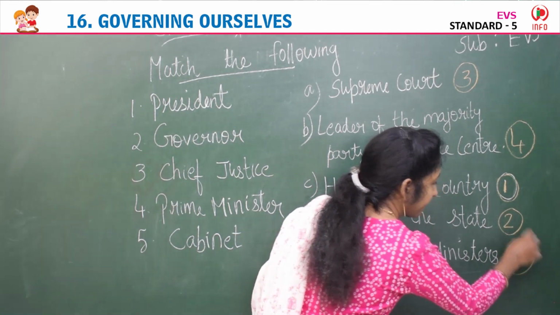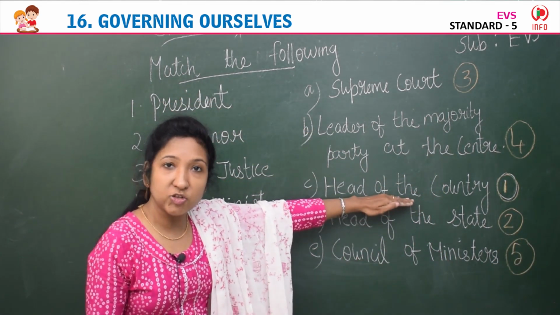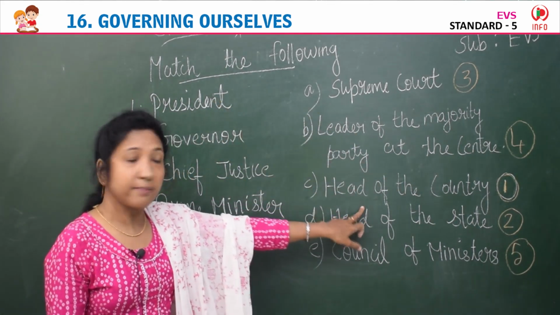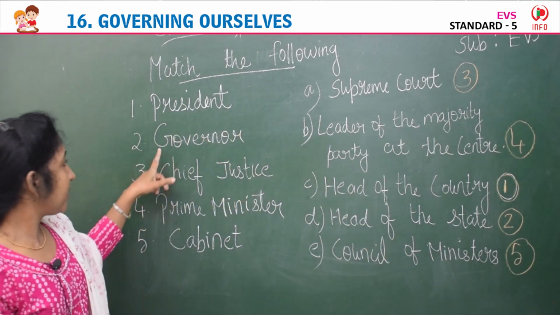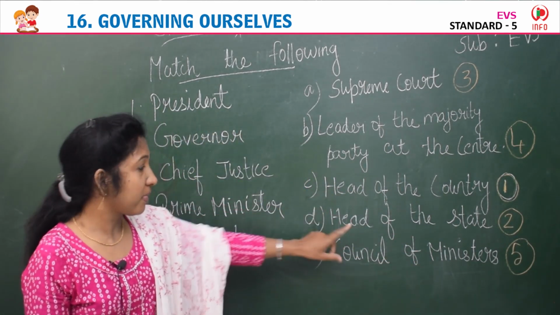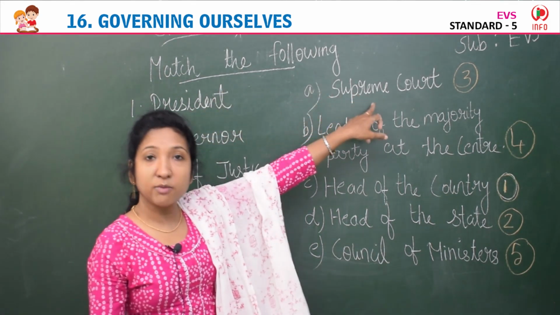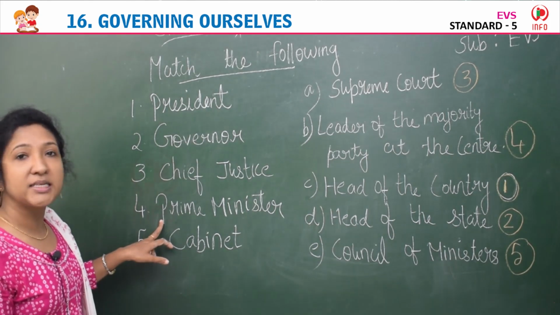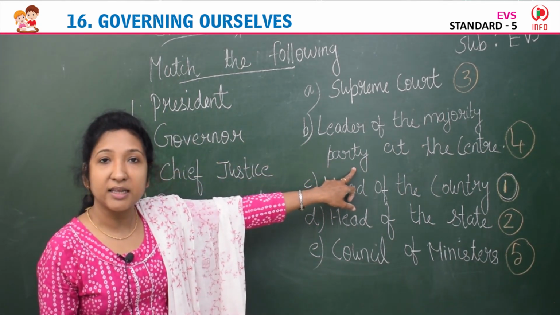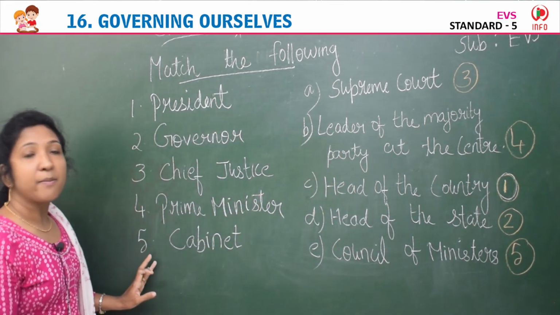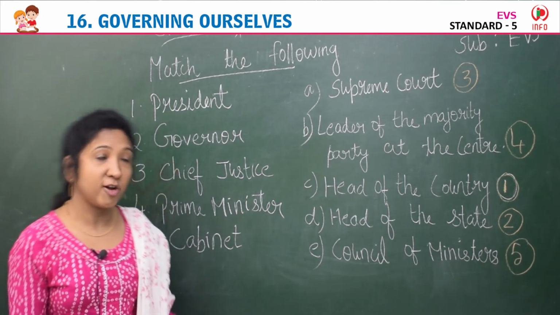Okay. Done. So president is the head of the country, matches with C. Governor is the head of the state, second one matches with D. Third one, Chief Justice matches with Supreme Court. Fourth, Prime Minister matches with B, leader of the majority party at the center. Cabinet is the Council of Ministers. Okay. So, we have done match the following, children.